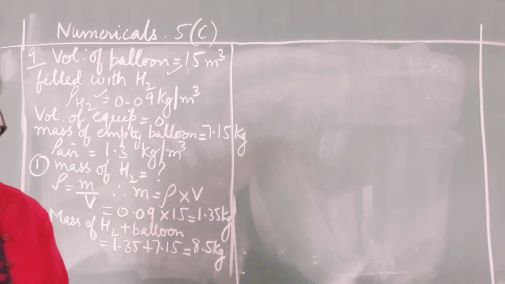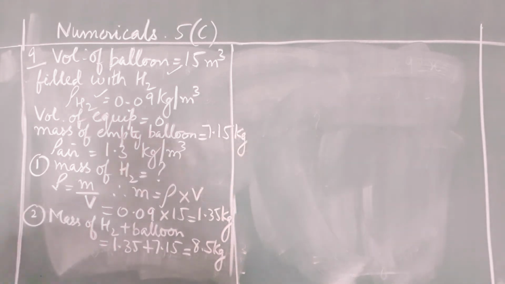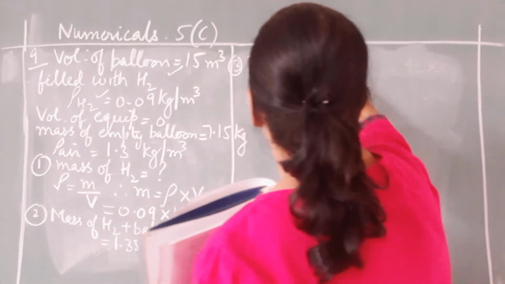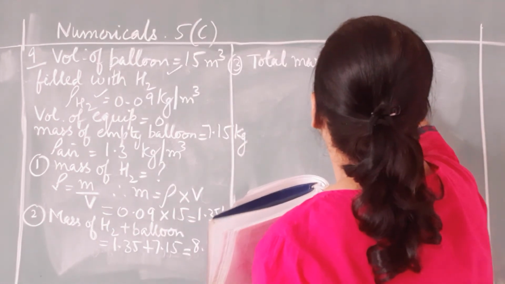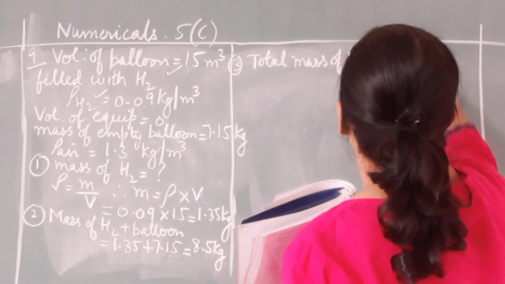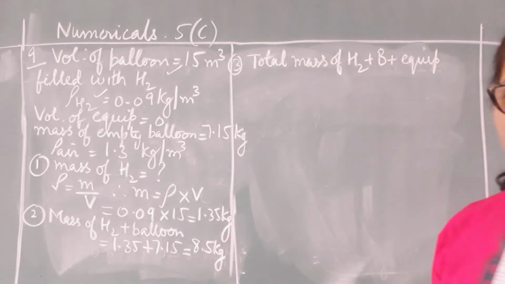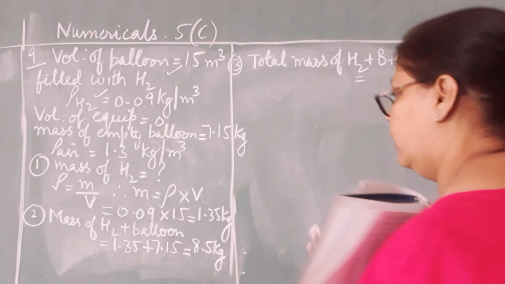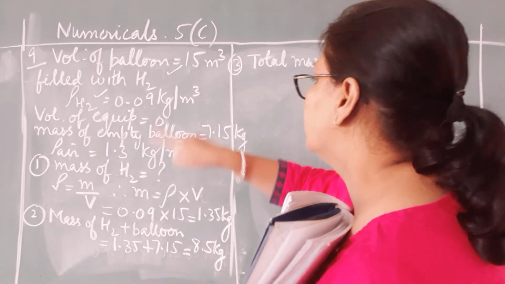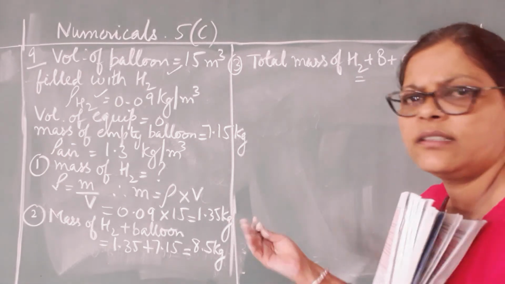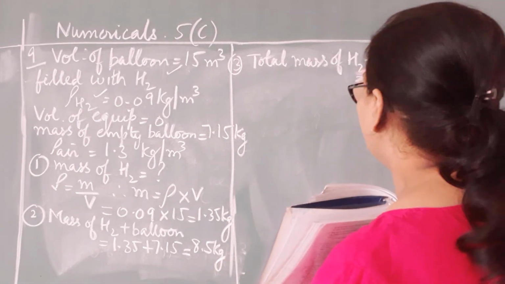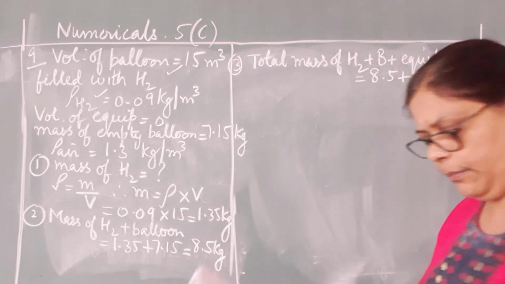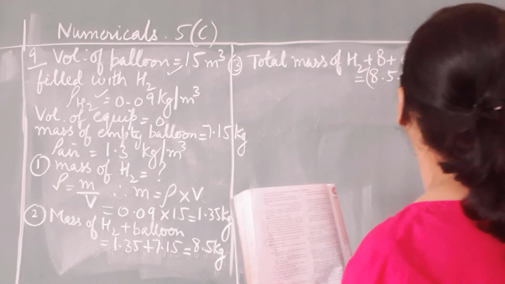The third part is total mass of hydrogen, balloon, which I refer to as B, capital B, and equipment. Now we have considered the mass of equipment to be negligible. So what we will say? Let us suppose that the mass of equipment is X. So let us consider the mass of equipment to be X. So that is going to be hydrogen plus balloon is 8.5. So that will be 8.5 plus X kg. That will be the third part.